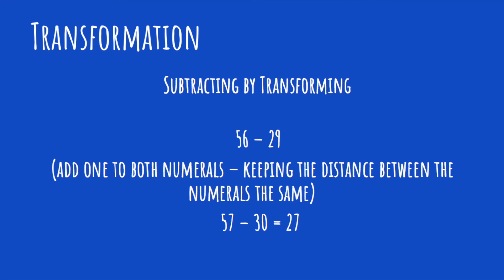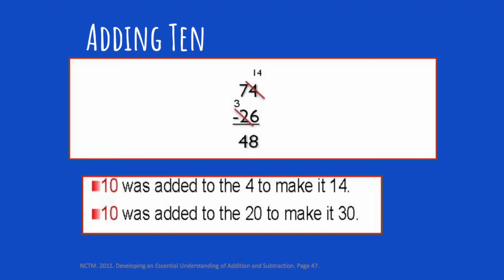So if you add 1 to both numbers here to get to a friendly 10, then you have 57 minus 30, which is 27. So that was the only kicker, they have to remember whatever you do to one, you do to the other when you're subtracting. And when you're adding, you're just moving it from one number to the other to make a friendly 10. And what they're doing is adding 10 to both numbers. It's kind of like the transformation. Whatever you do to one, you're doing to the other.